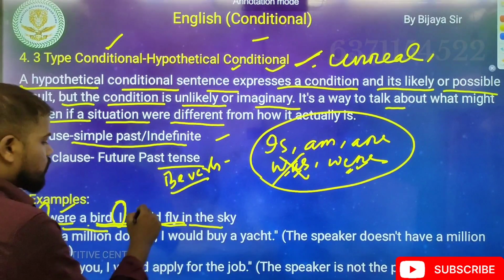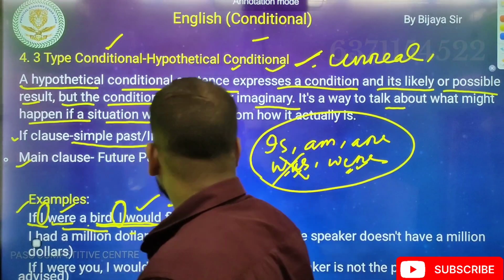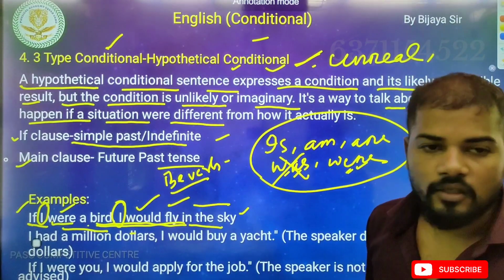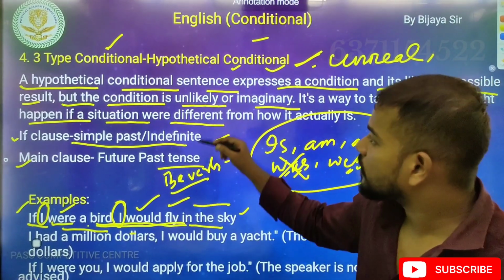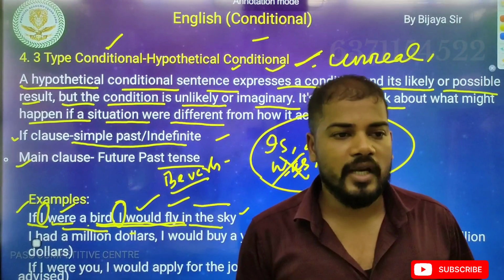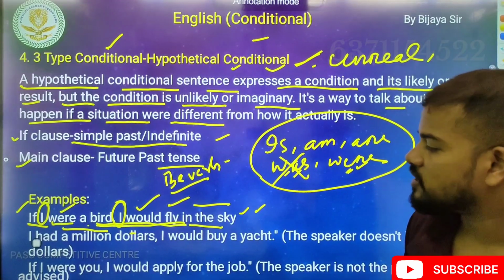I is the subject. Would is used for future past tense, and V1, fly in the sky. This one is known as which kind of conditional? This one is known as third type conditional or hypothetical conditional, where an unreal or imaginary thing is discussed.